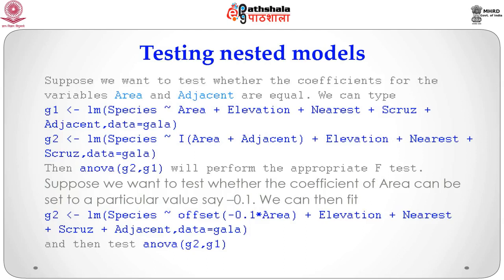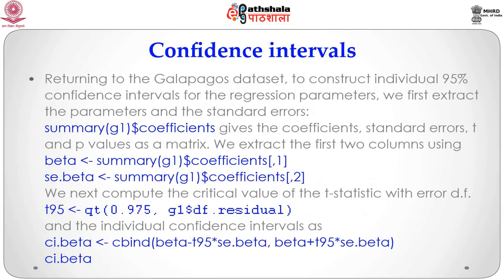Similarly, as before, we can use the ANOVA command to test for the significance of this model. We can get confidence intervals for the regression parameters. This can be done in various ways. Firstly, we can extract the coefficients using summary G $ coefficients. This will give us not just the regression coefficients, but the standard errors, the t and the p values in the form of a matrix.